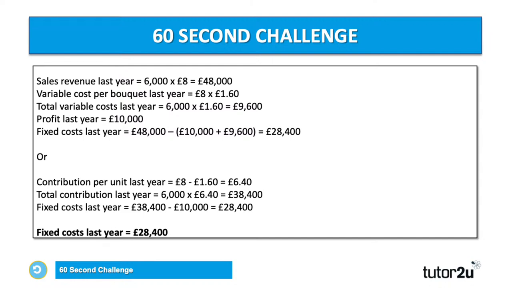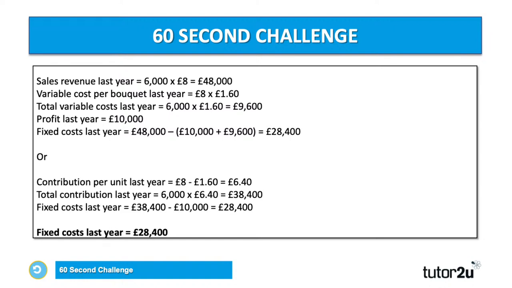Now, we can use that information and rearrange our formula and work backwards. Fixed costs of last year are therefore £48,000, the sales revenue, and we're going to subtract the profit and the variable costs, and that gives us £28,400. Well done, Ben and MJ. You got the correct answer there in the chat window.